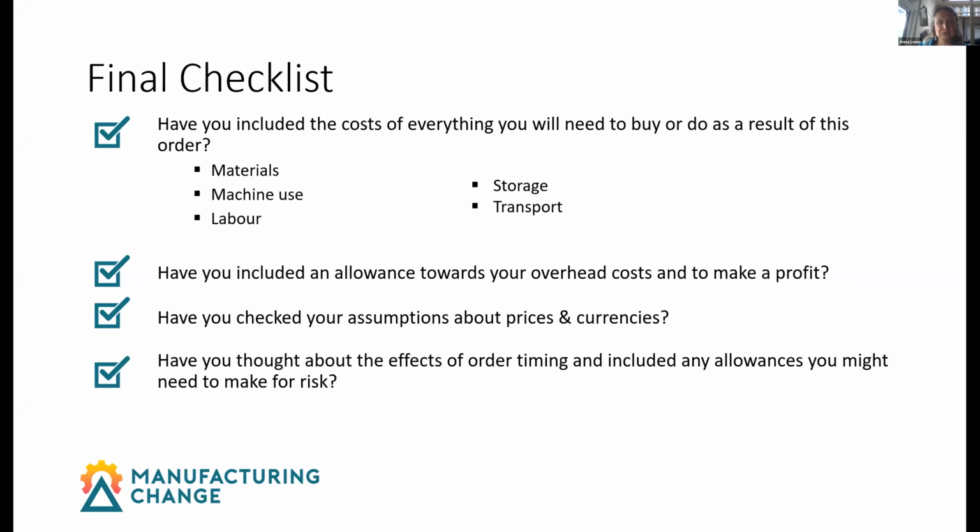Next, have you checked your assumptions about prices and currencies and quantities and things like that, as we've just talked about? And have you thought about the effects of order timing and included any allowances you need to make for risk? So if you're giving a quote that's going to be valid for 3 months, what might the currency do in those 3 months? So you can include an allowance for risk. If the currency values do change, you might then make more or less money. But at least you've thought about it and you've got it built in some way.